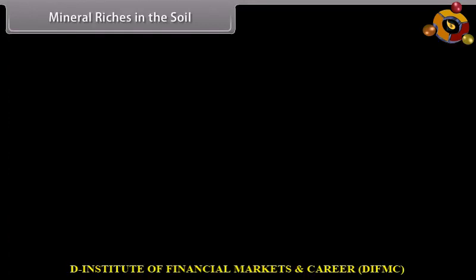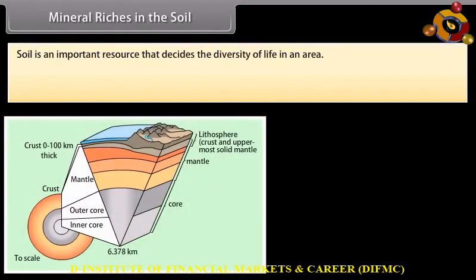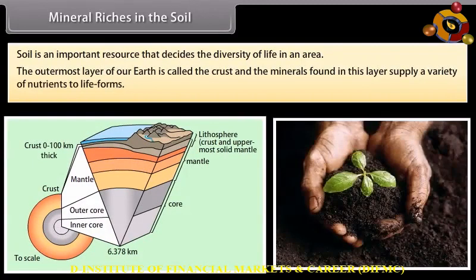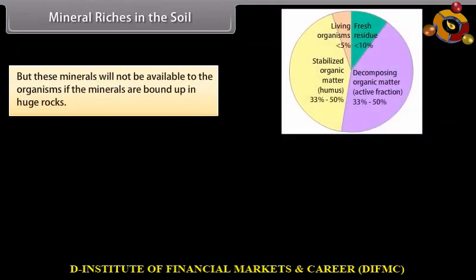Mineral riches in the soil. Soil is an important resource that decides the diversity of life in an area. The outermost layer of our earth is called the crust, and the minerals found in this layer supply a variety of nutrients to life forms. But these minerals will not be available to the organisms if the minerals are bound up in huge rocks.